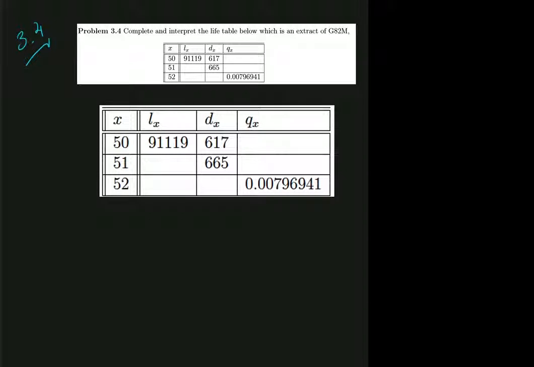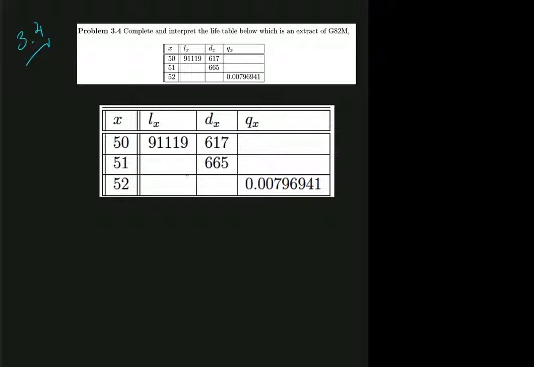So in problem 3-4, we look at what they call a life table extracted from G82M, and then they say, well, complete it and interpret it. So maybe it's best if we do it the other way around. We start by interpreting it and then completing it, because by interpreting it, we will actually get to know what the Lx, dx, and qx mean.